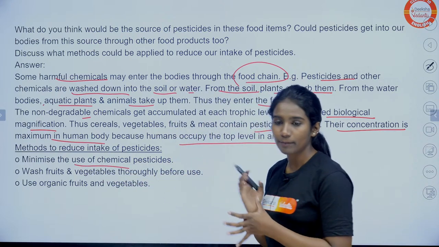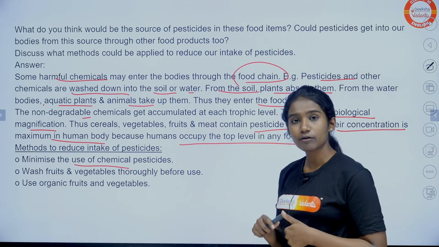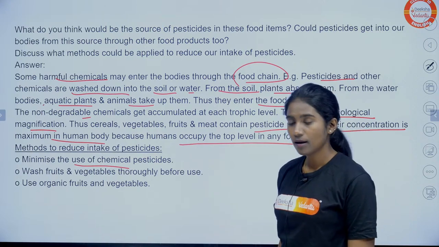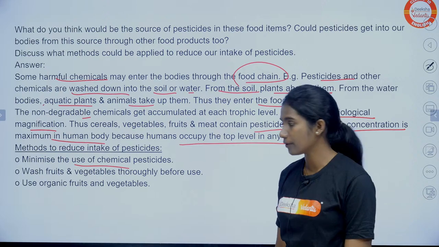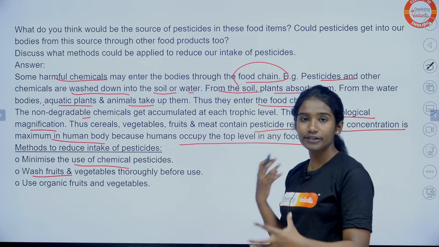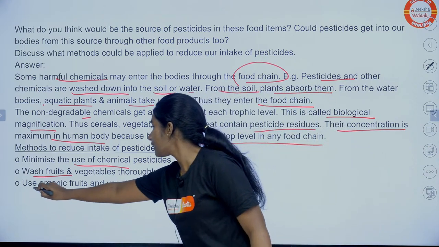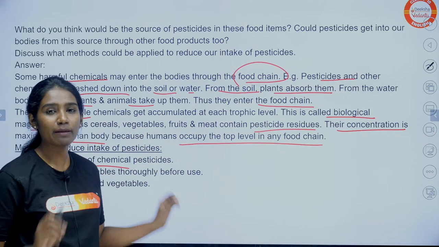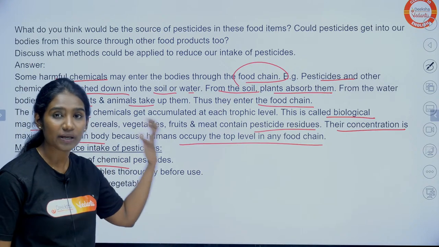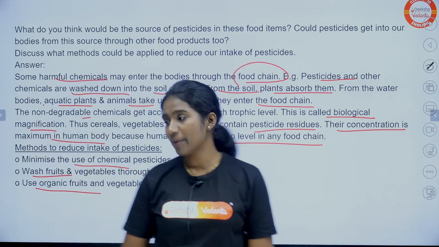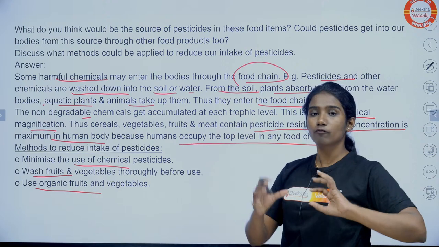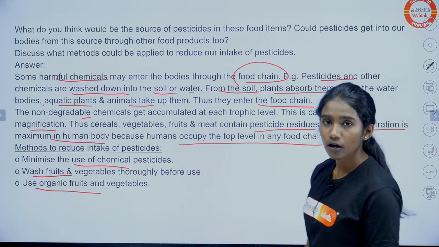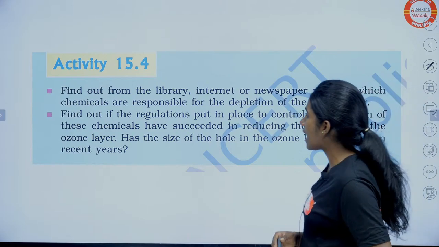Okay, so how can we reduce the intake of pesticides? One is to minimize the use of chemical pesticides. We should reduce that. Instead, we can use biofertilizers. Biopesticides are also available. Then you should wash your fruits and vegetables thoroughly before using them. And use organic fruits and vegetables, because in organic farming, the amount of chemicals used is very minimal or not used at all. Over there, they use biopesticides and biofertilizers. So it would be better if you use organic fruits and vegetables, or wash your vegetables and fruits properly before consuming, and minimize the use of chemical pesticides. Okay, clear with that? So let's see our next activity.